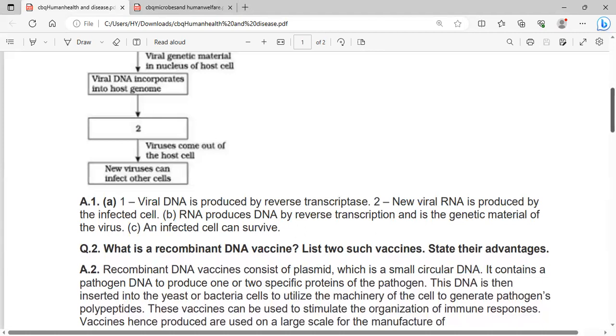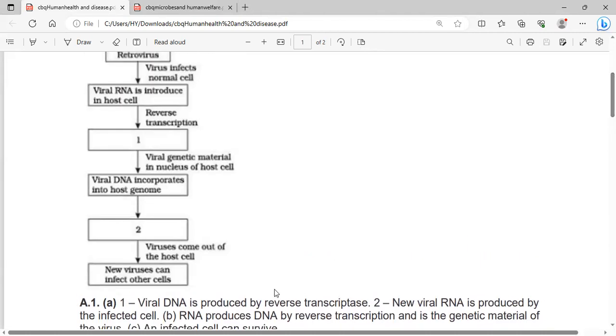पहला क्वेश्चन हमारा था लाइफ साइकिल पूरी करनी थी एचआईवी की, जिसमें हमने देखा कि फर्स्ट स्टेप पे वो आरएनए से डीएनए बन रहा था एंड फिर वो जो डीएनए बना है वायरस का वो होस्ट सेल में अटैच हो रहा था एंड सेकेंड स्टेप में न्यू वायरल आरएनए प्रोड्यूस हो रहे थे.